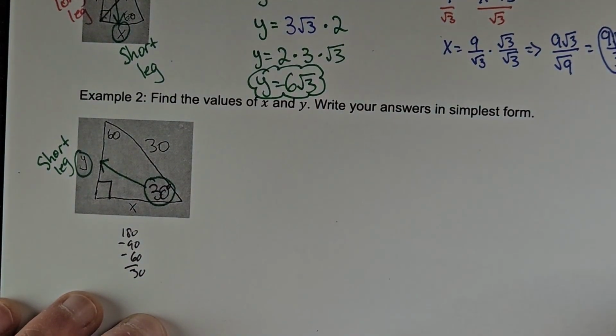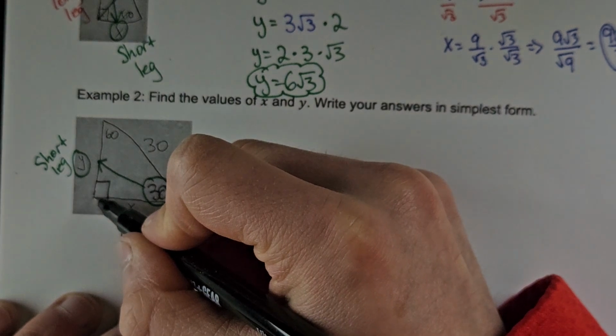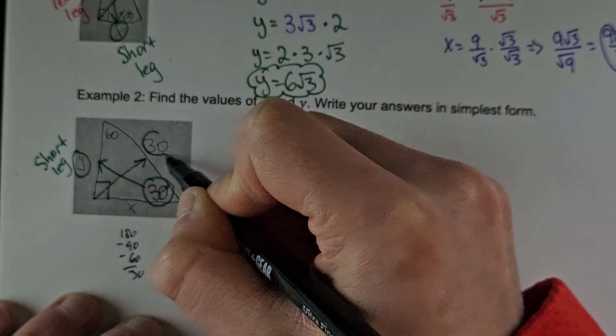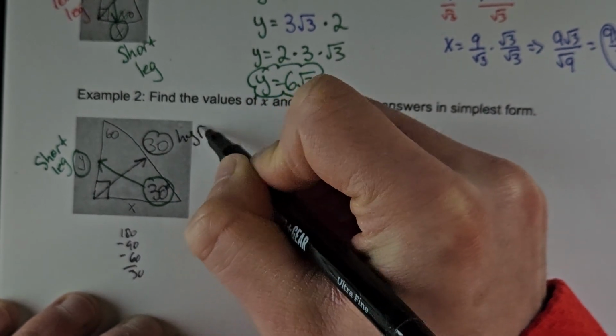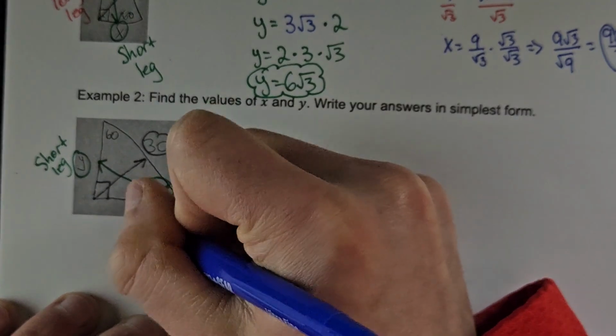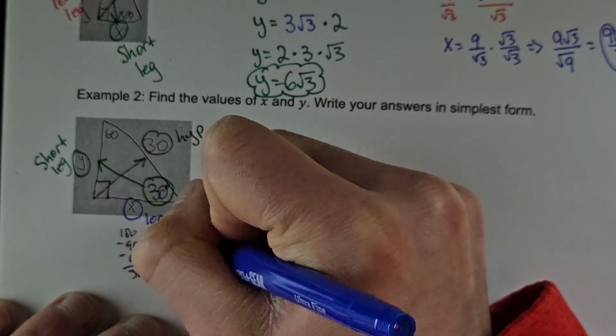Looking at my right angle, which is my biggest angle, I can go to its opposite side to find the hypotenuse, which is going to be 30. So since I have my hypotenuse and short leg, that means x right here is going to be the long leg.